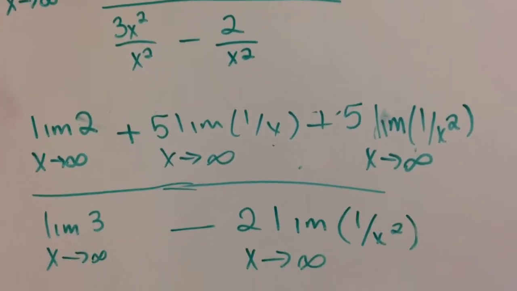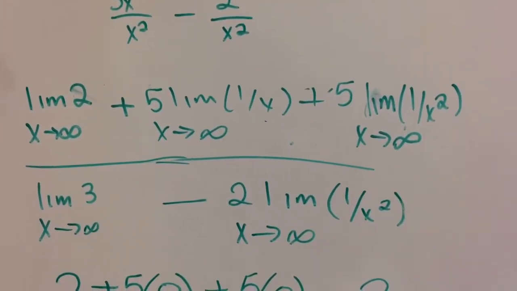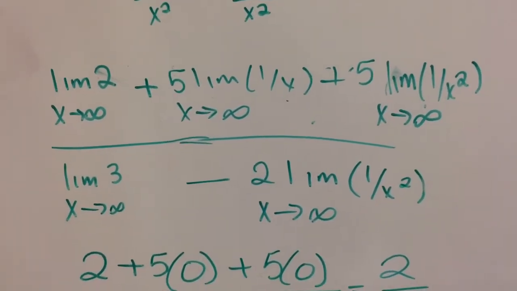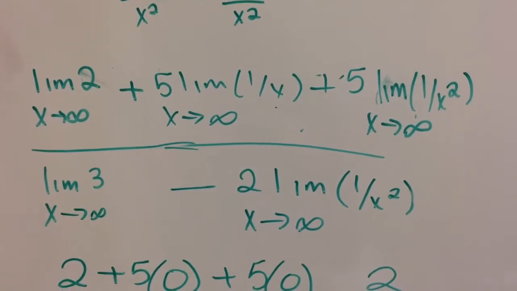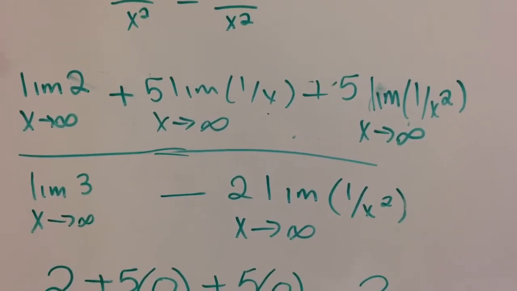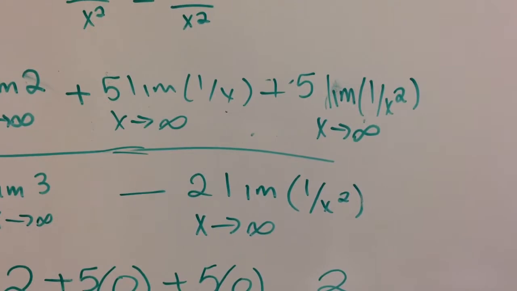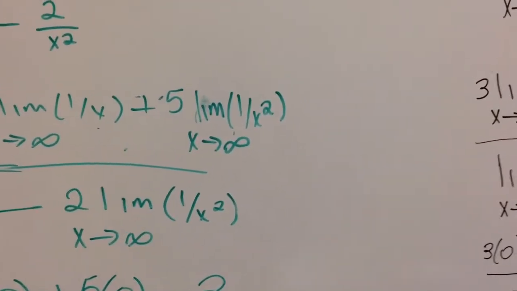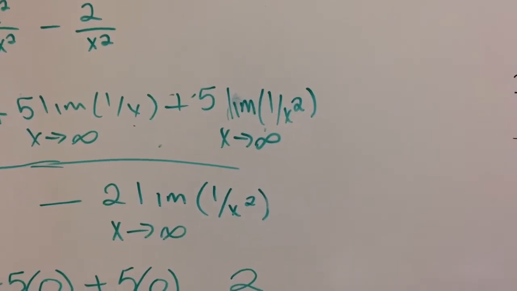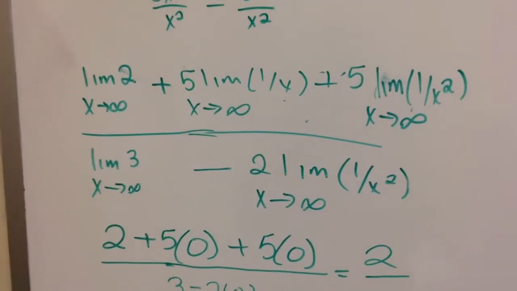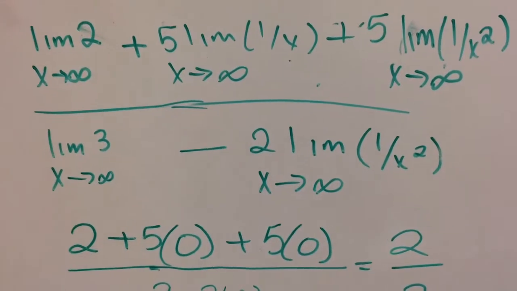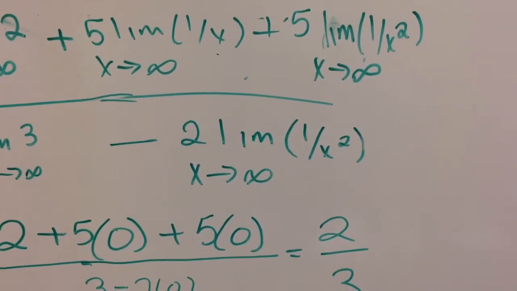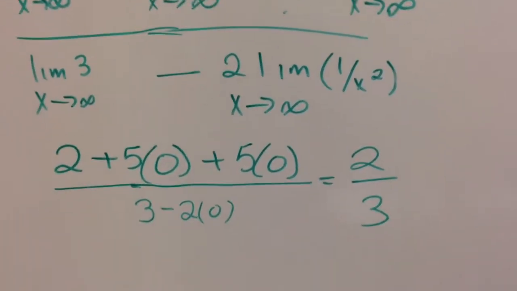We should be advancing our limits to be able to use the constant multiple rule and break up our limits as well as simplify. So here we get the limit of 2 as x approaches infinity plus 5 times the limit of 1 over x as x approaches infinity plus 5 times the limit of 1 over x squared as x approaches infinity, all over the limit of 3 as x approaches infinity minus 2 times the limit of 1 over x squared as x approaches infinity.